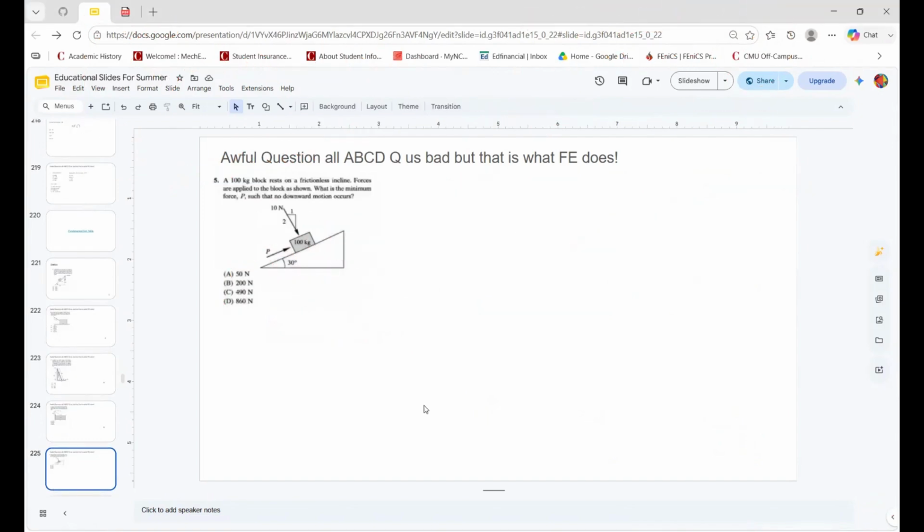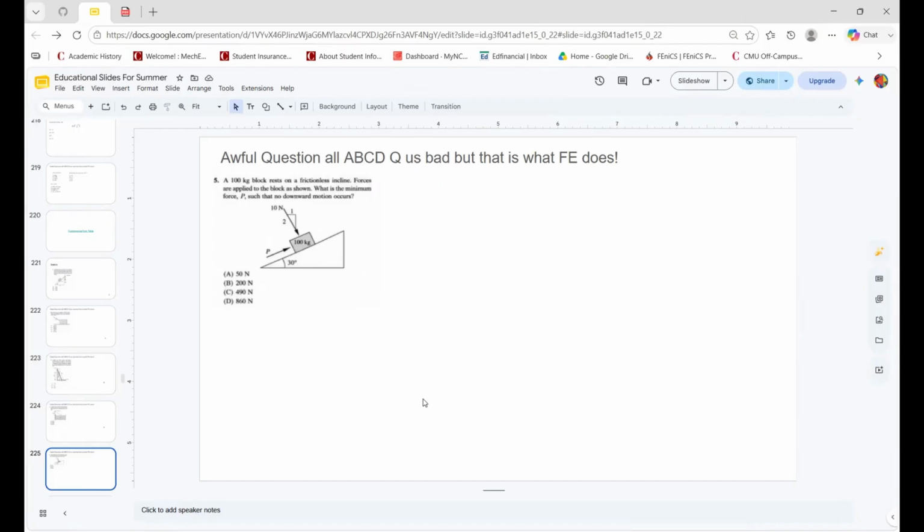Over here, we have a 100 kilogram block resting on a frictionless incline. Oh, it's frictionless. That's impressive. The reason I'm impressed by it is because usually you don't get that question. Anyways, a 100 kilogram block rests on a frictionless incline. Forces are applied to the block as shown. What's the minimum force P so that there's no downward motion occurring?